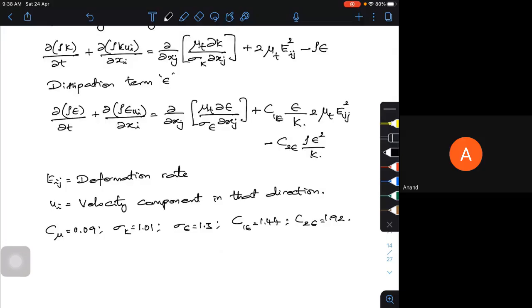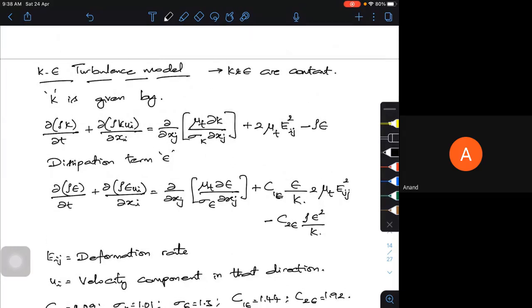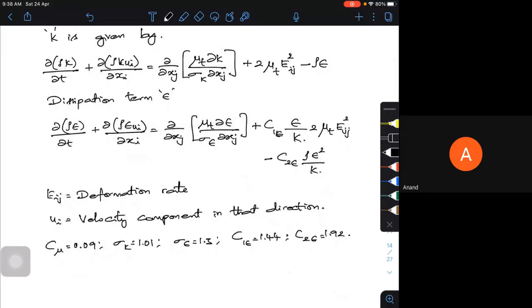So what is this mu_t? Mu_t is nothing but the viscosity for that particular fluctuating turbulence component. Okay, so if you look into any kind of turbulence model equations, they will give the equation either for k or epsilon, and based on the constants we should be able to solve that equation.